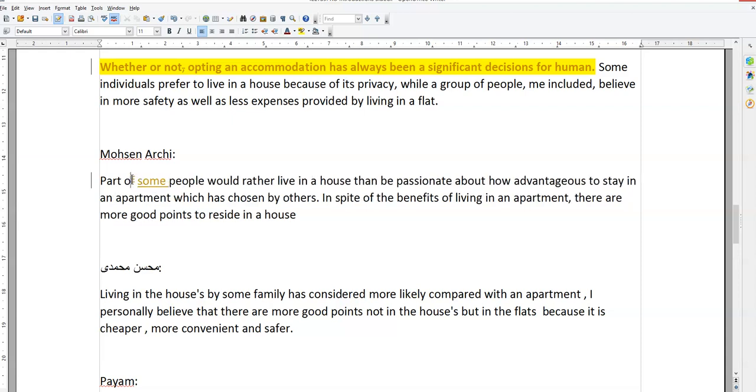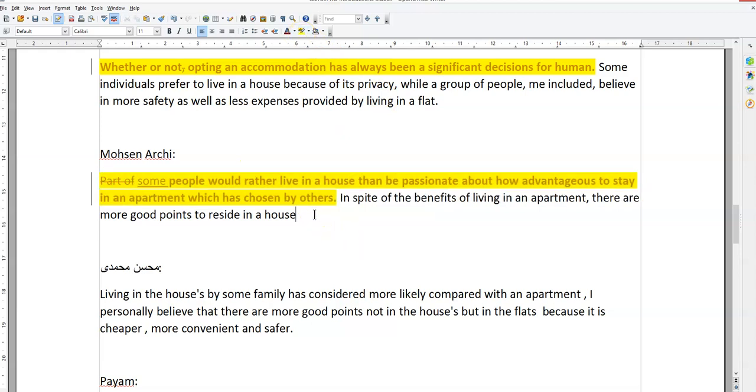Some people would rather live in a house rather than. How can you be passionate about? Be passionate about how advantageous to stay in an apartment which has chosen by. Oh dear, right. So, that sentence, no idea what that means. This is what the examiner is going to do. If they don't understand it, they're not going to try and waste hours decoding it. They're not going to give you a call.